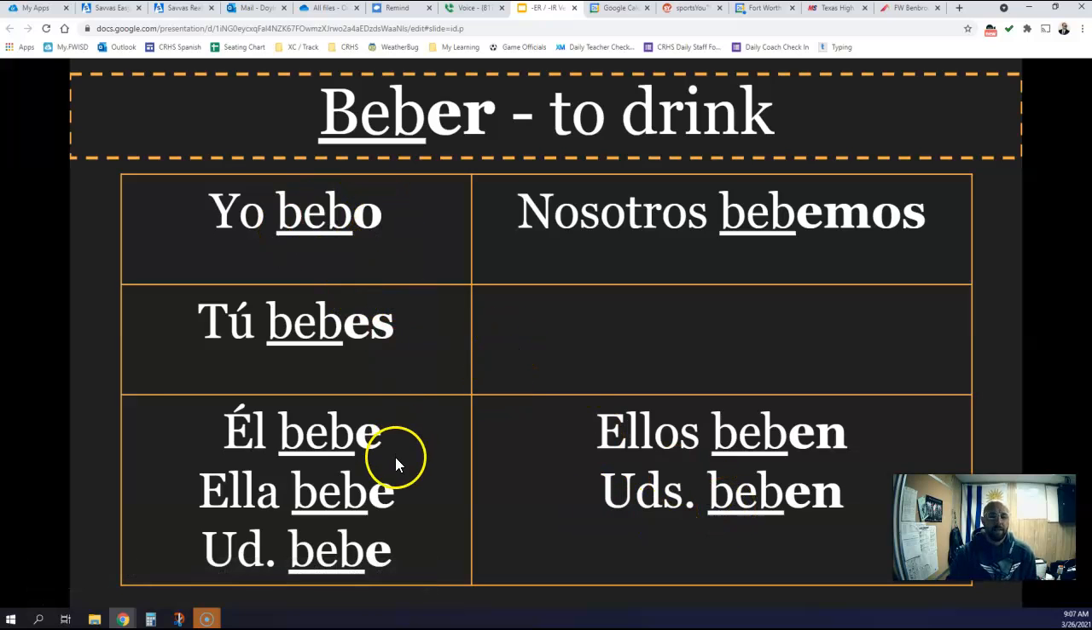Right? O, es, e, emos, en. You just need to memorize o, es, e, emos, en. Then we take our root, beb. Yo bebo, tú bebes, él bebe, nosotros bebemos, ellos beben.